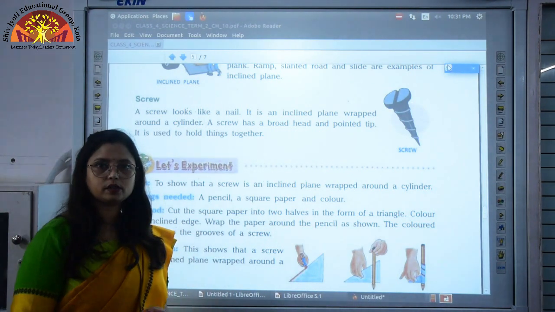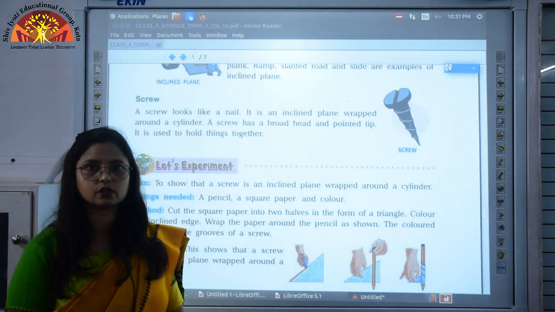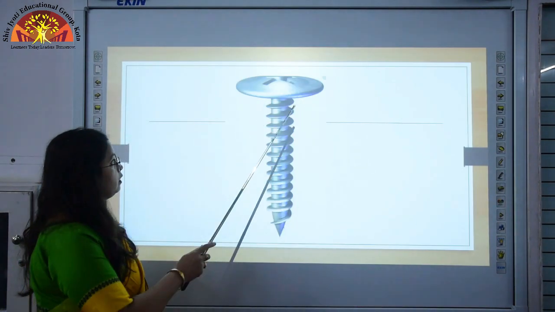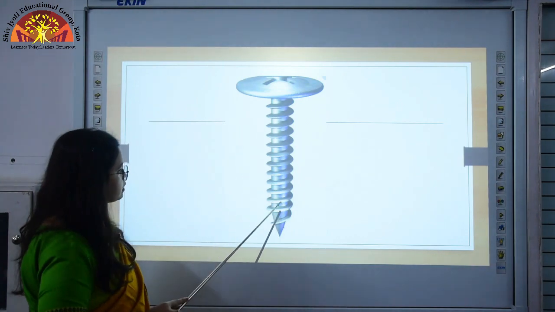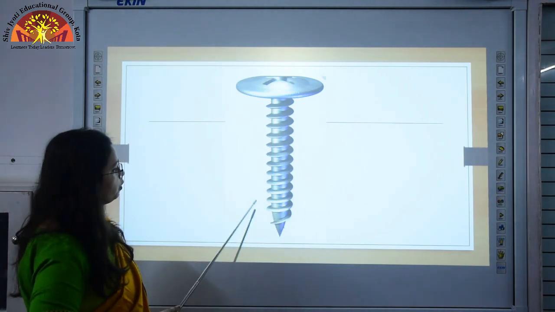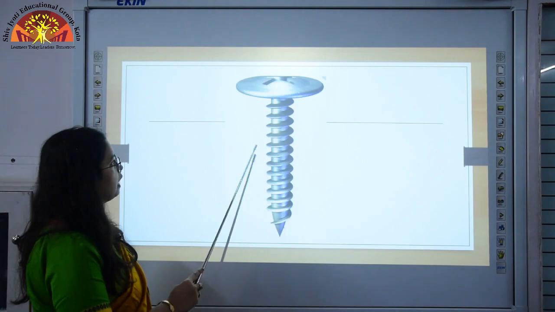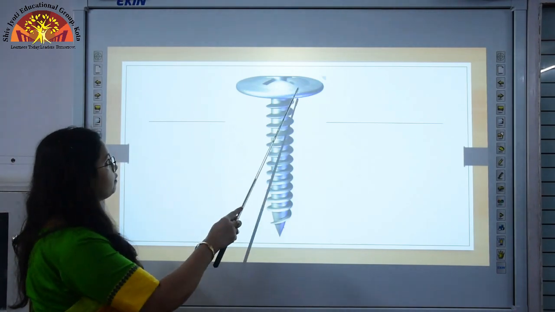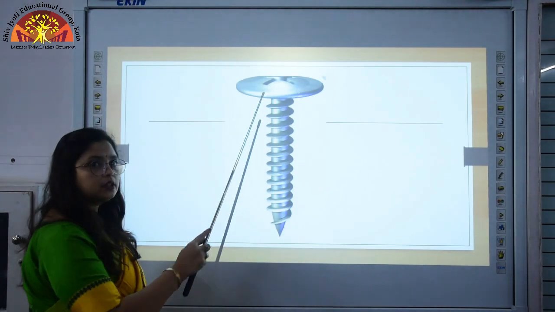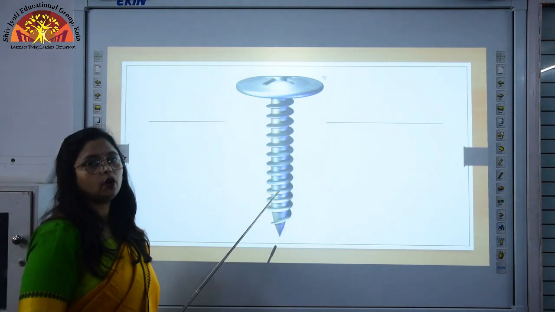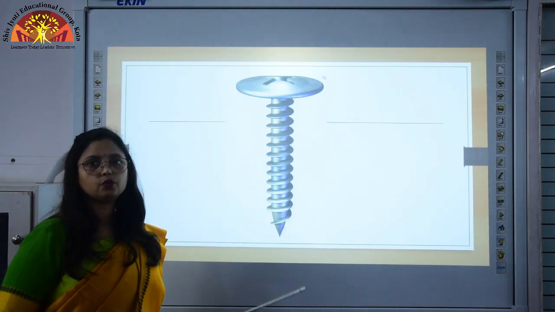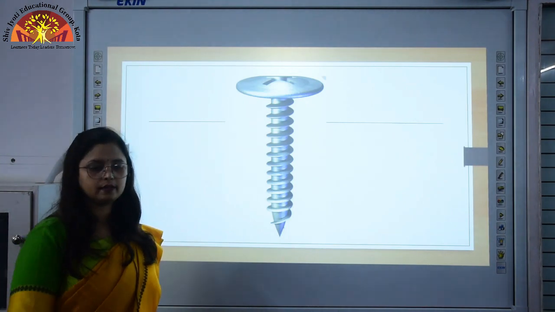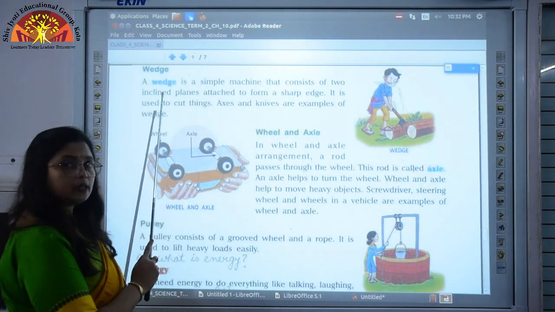Now let us see what type of arrangement is there in a screw. Now see children, this is a screw. You can see here a cylindrical rod with a pointed end, and over it an inclined plane is wrapped around, and there is a flat circular base. So this type of simple machine or tool is called a screw and it is used to hold things. Now we come to the next type of simple machine.